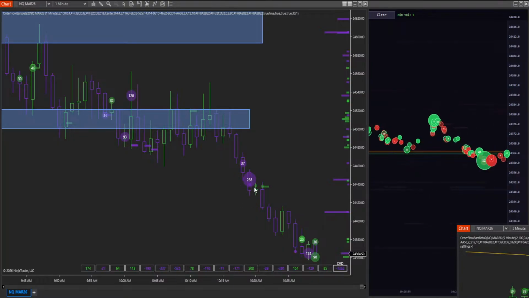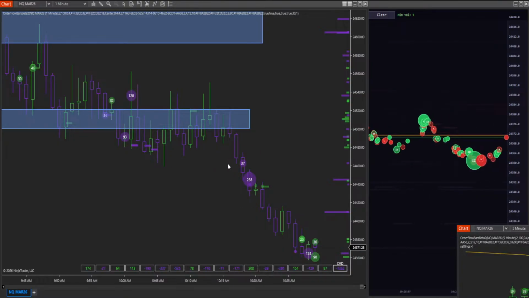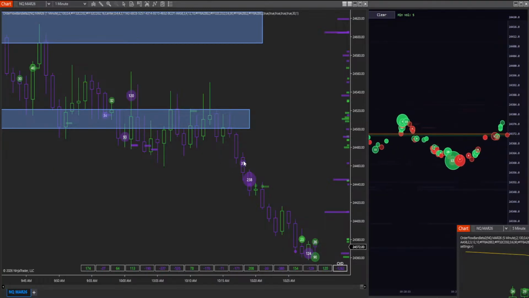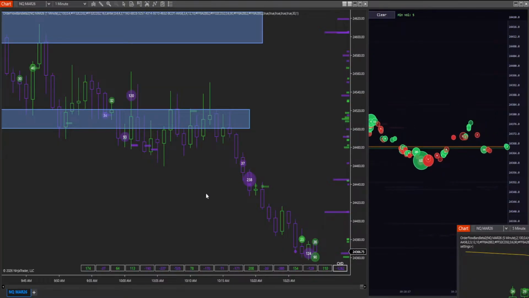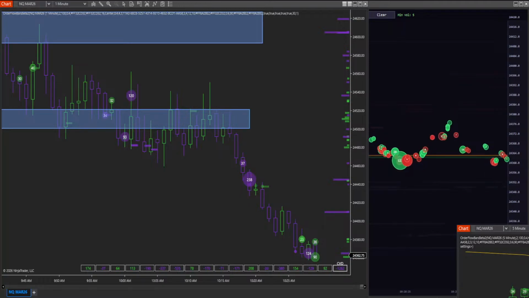So earlier I said if we break this and we start selling off, I need to see large participation. That 37 lot right there is not large participation, but that 238 is definitely large participation. So let's think about this.